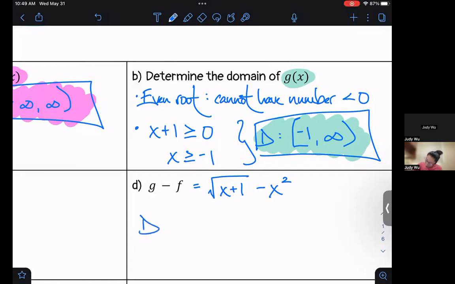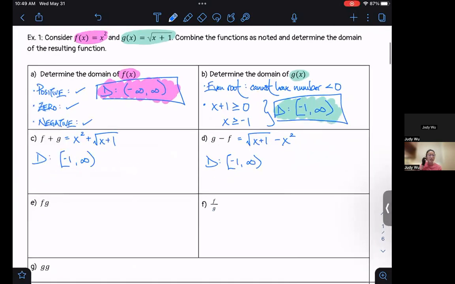But also when we're thinking about our domain, we need something that we can put into both the x plus 1 in the square root and the x squared. And so our domain is still our bracket, -1 to infinity. So it has to be -1 or bigger, and then we can plug it in for all the places we see x.